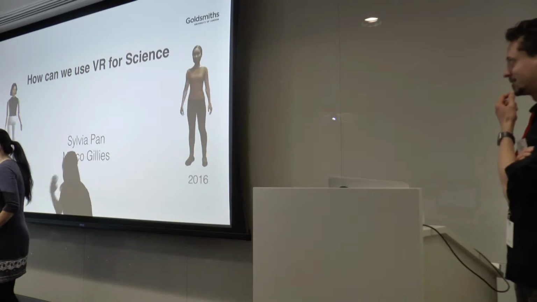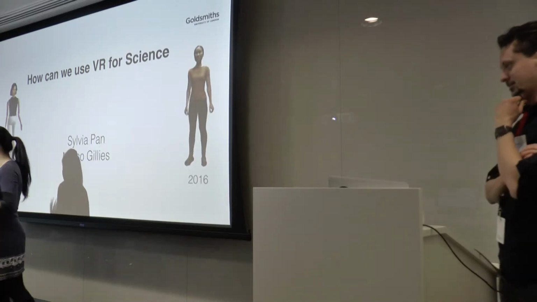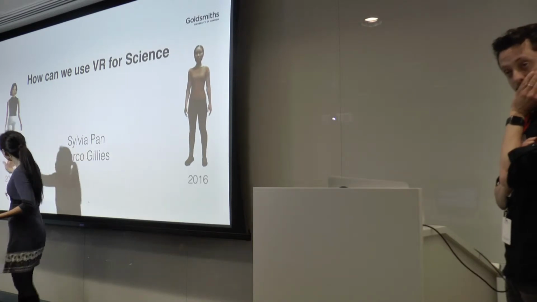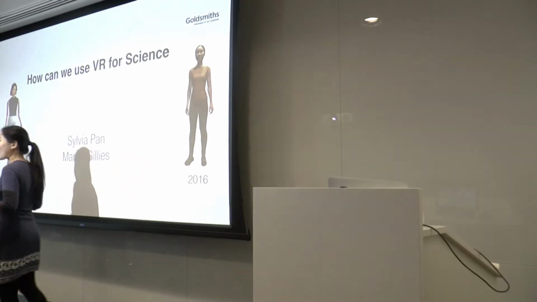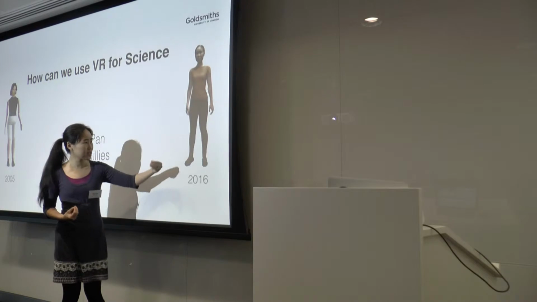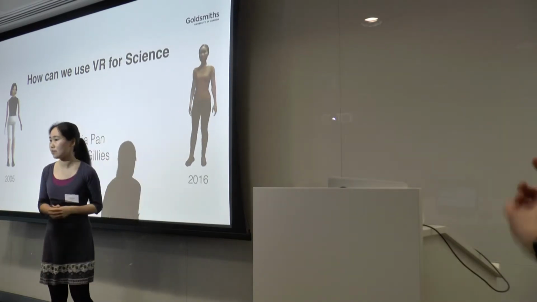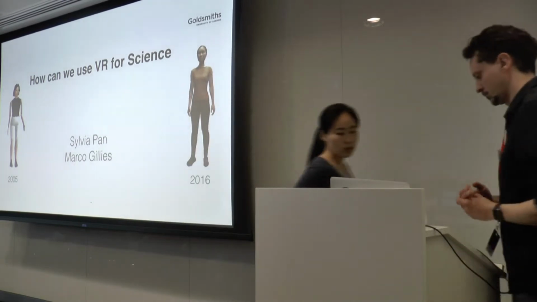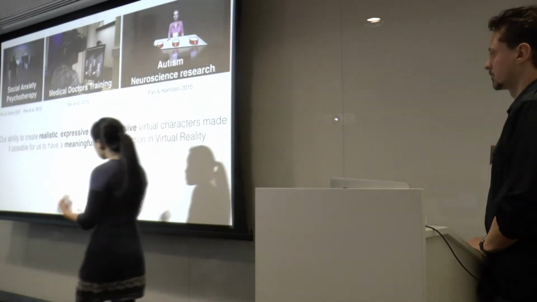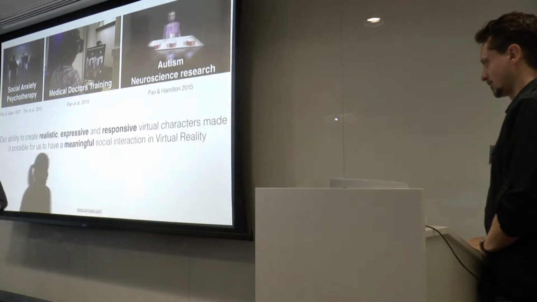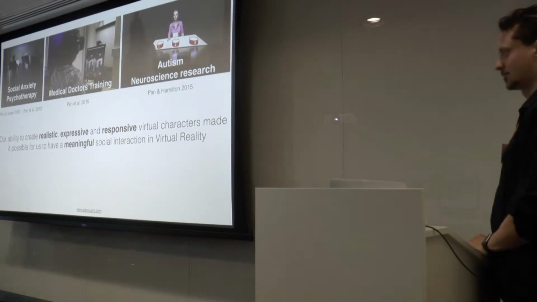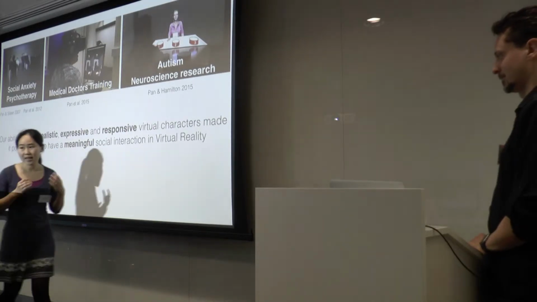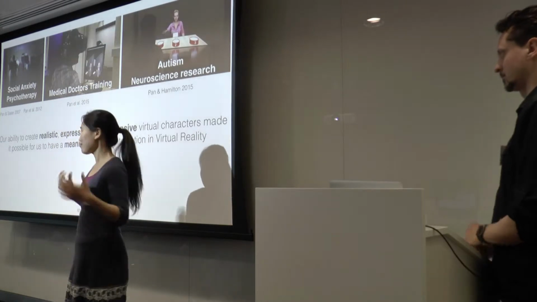But anyway, in the past 10, 20 years, VR has really changed a lot. Not only are we able to create really realistic looking virtual characters, but we're also able to animate them in a very sophisticated way. In this case, she's animated with motion capture data. On top of that, we're able to program those virtual characters to respond to words in a realistic way as well. Basically, our ability to create realistic, expressive, and responsive virtual characters made it possible for us to have meaningful social interaction in virtual reality. And that is what I have been doing in the past 13, 14 years.